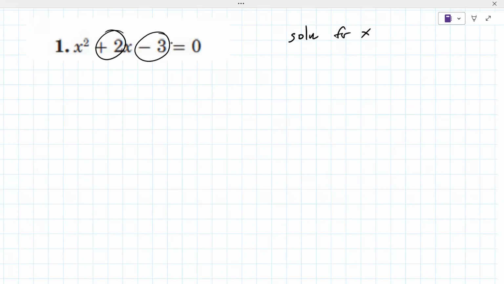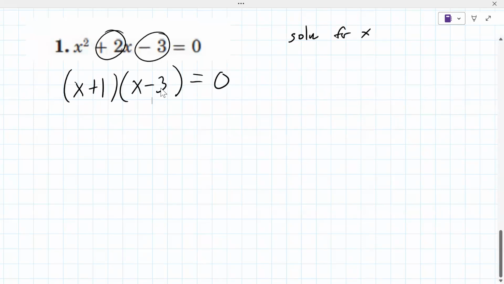-1 and +3. So tell me what to write in parentheses here. X, x+2, or yeah, x+2 and x+1 and x-3. Right? These are different than what you told me earlier. Like you gave me the right two numbers and then you told me something different here.